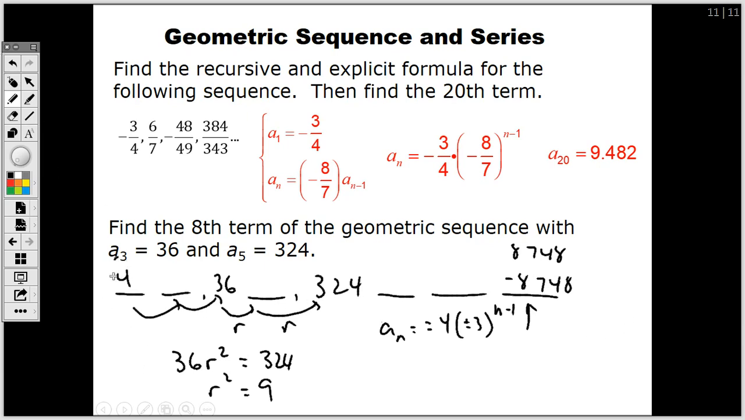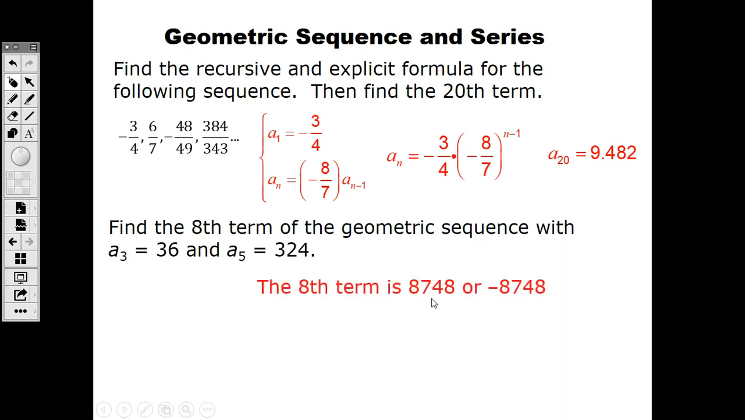Sweet. So I had to go back and find this term. I had to find the common ratio. Then I had to go find the first term so I could use the formula. We could have also translated this and used a sub 3, which may have been fun to do. Okay.